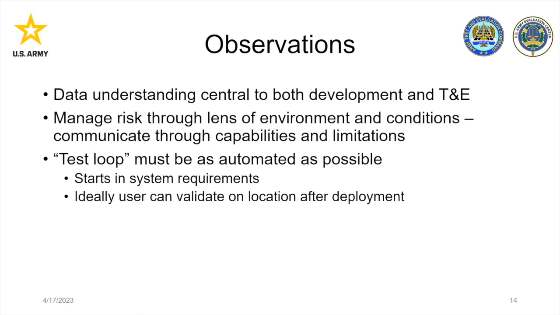Overall, though, our observations: data understanding is critical to both sides of the coin. Whether you are developing or testing and evaluating, you need to understand that data with the same level of familiarity. We need to not speak in pass-fail, but we need to manage it as a risk mitigation procedure when we're communicating the results of our testing. And it has to be managed through the lens of environment and the operational conditions that this system must operate under. And then again, the test loop has to be automated as much as possible, not only for the sake of the fact that you're going to keep iterating on it, but after we deploy a system, it's been talked many times at this conference and talked many times out in the greater community.